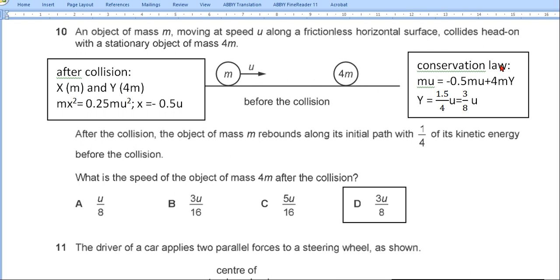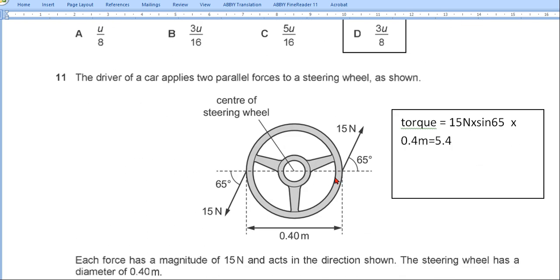because it bounced back. Conservation law tells us that momentum before equals momentum after. Here we have unknown y, and after calculations we see that it is 3/8 of u. So answer D.